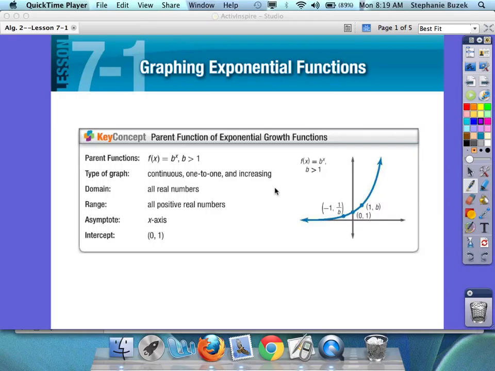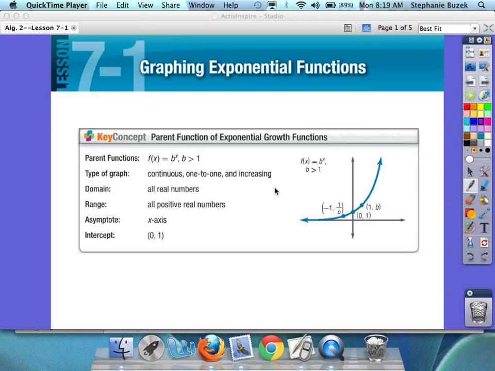What does continuous mean? Continuous. When I say it's non-stopping, it never ends. The thing with continuous is that there are no breaks in the graph. That means if you were to walk along this, you will never fall off. 1 to 1 means for every x value, there is exactly one y value. Increasing means that it increases, it gets bigger.